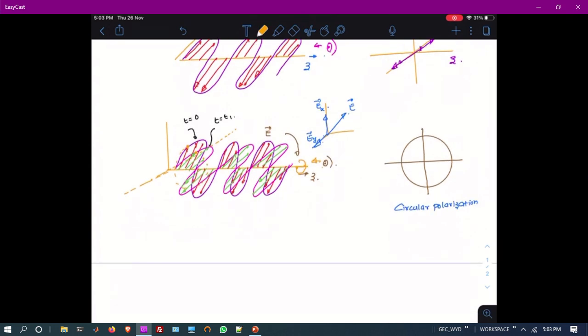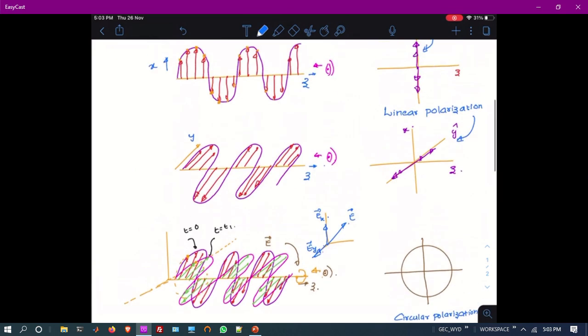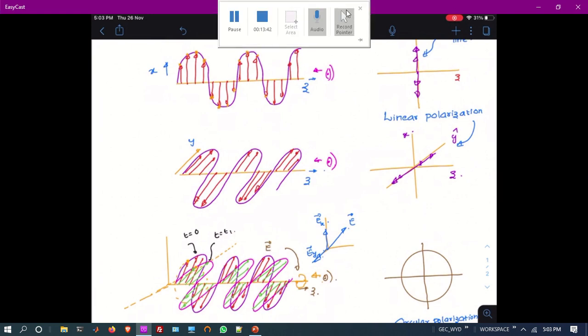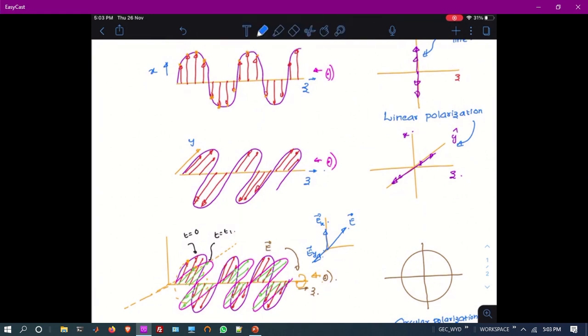Similarly, there is something called elliptical polarization. We'll see the condition. Circular polarization is actually a subset of elliptical polarization. We'll see how that happens. Understood the concept? So here you are looking at the tip of the electric field and checking how it orients at any time. So there can be linear polarization, circular polarization, and elliptical polarization.